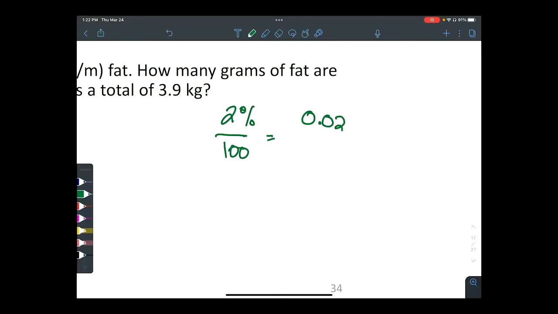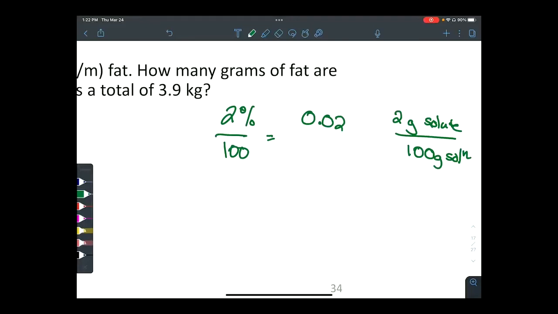Recall the definition for percent mass over mass. It's mass of solute over mass of solution. So for 2 grams of fat, in this case our solute, over 100 grams of solution, it's the same number. You see it? Doing it this way, always implying that the solution is 100 grams, gets you around it.